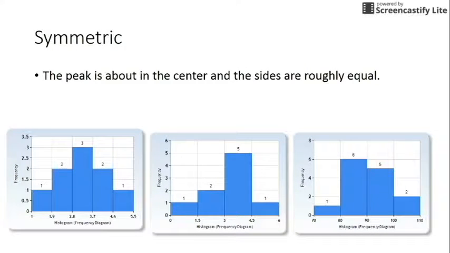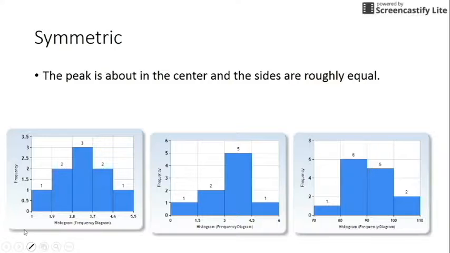All right, now we're going to talk about the shape of a histogram. Different shapes have different names. So, first one we're going to talk about is symmetric. This is one of the most common that you're going to see when analyzing data. The peak is going to be in about the center and the sides will be roughly equal.